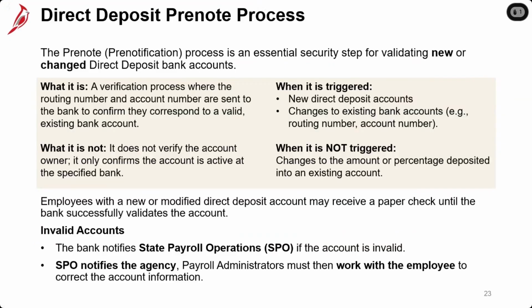Now, when it goes to the bank, the bank validates it and the bank reaches out to SPO if the account is invalid. Once SPO is notified, they then contact the agency. They'll inactivate the account. So if you see an inactive account, either SPO inactivated it because it was invalid or the employer removed all their accounts. But SPO will notify the agency, and then as a payroll administrator, you'll have to work with that employee to correct the account information.